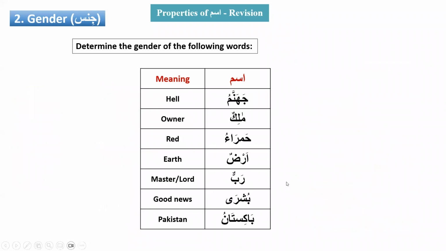One more table and then we move on. Jahannam. What is Jahannam? Jahannam is feminine. Because it's a linguistic reason. Yeah, linguistic reason. It's also the name of a place. Both reasons. Two reasons for it.